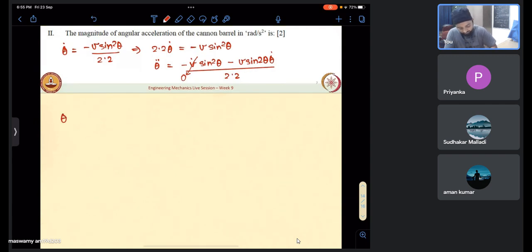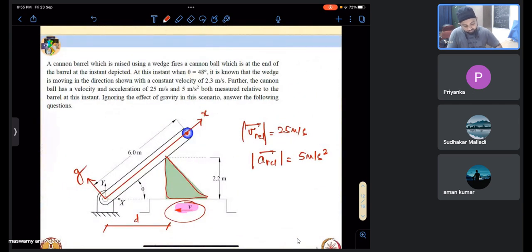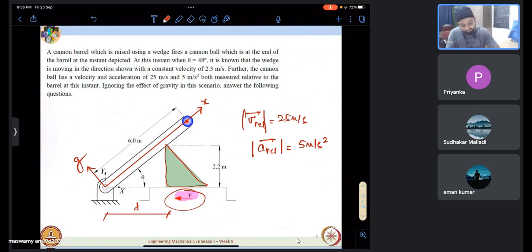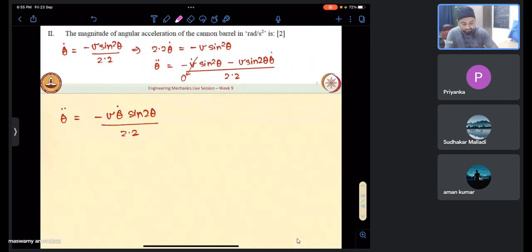So what is our theta dot? It is essentially minus v sine 2 theta by 2.2. So we would have to be given what is theta. Yeah, it is given. It is at 48 degrees. At that instant, theta is 48 degrees. So let us calculate theta dot at that instant.